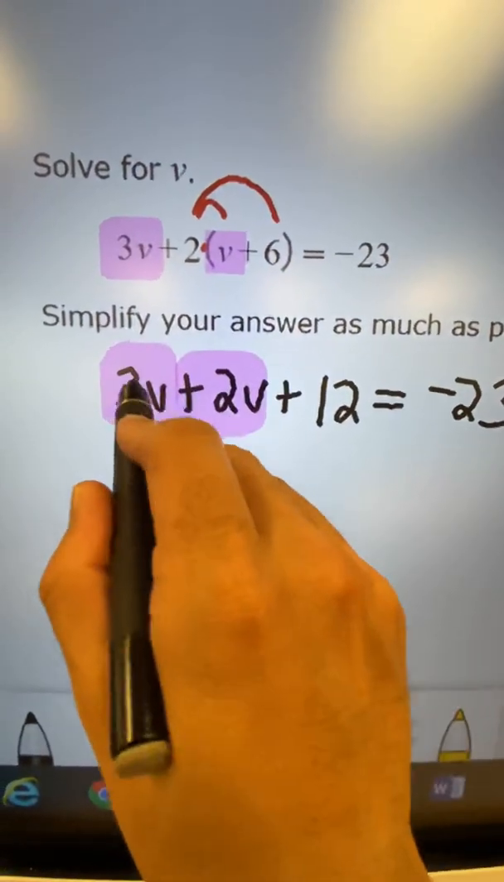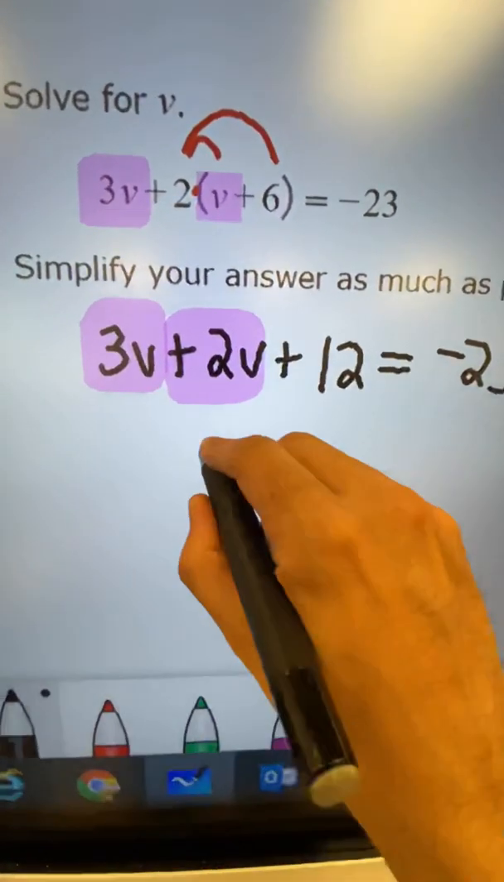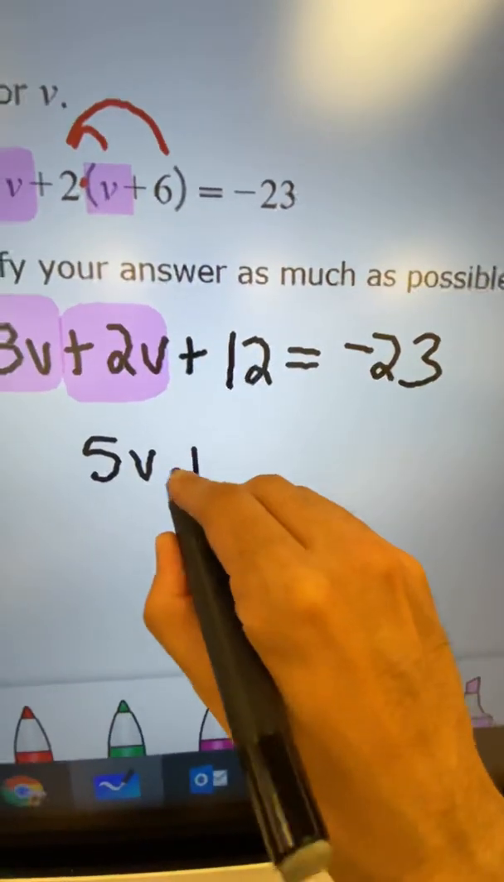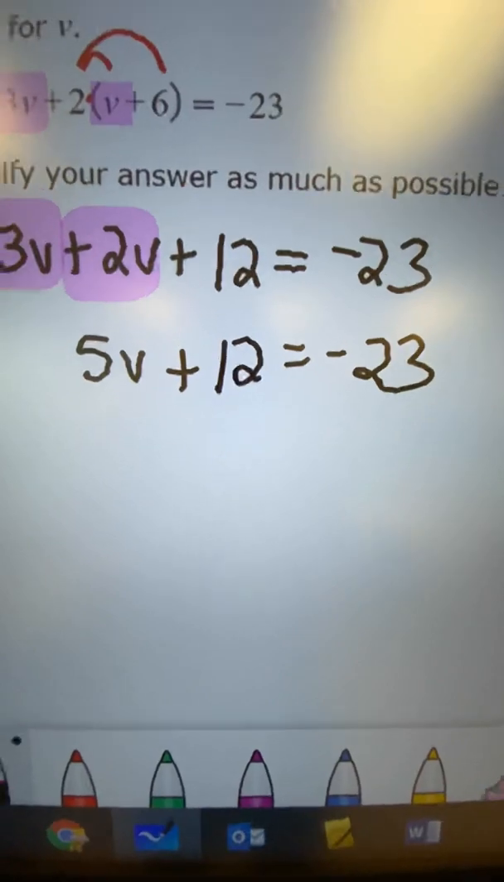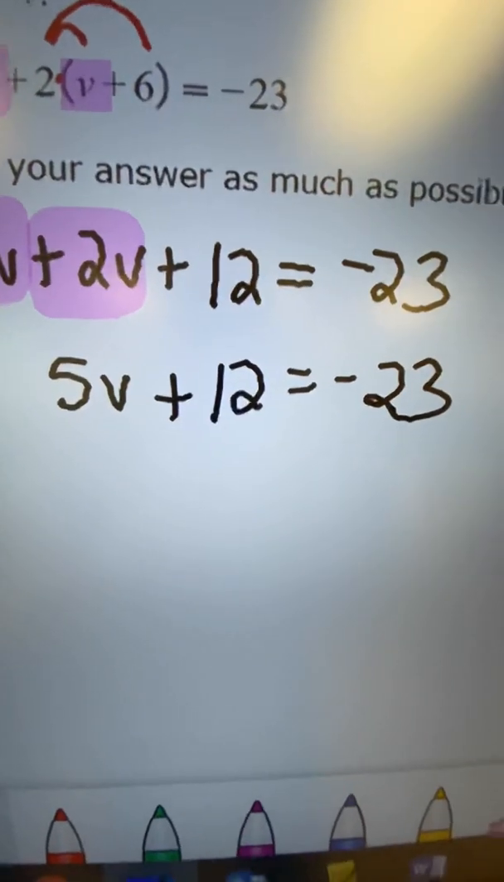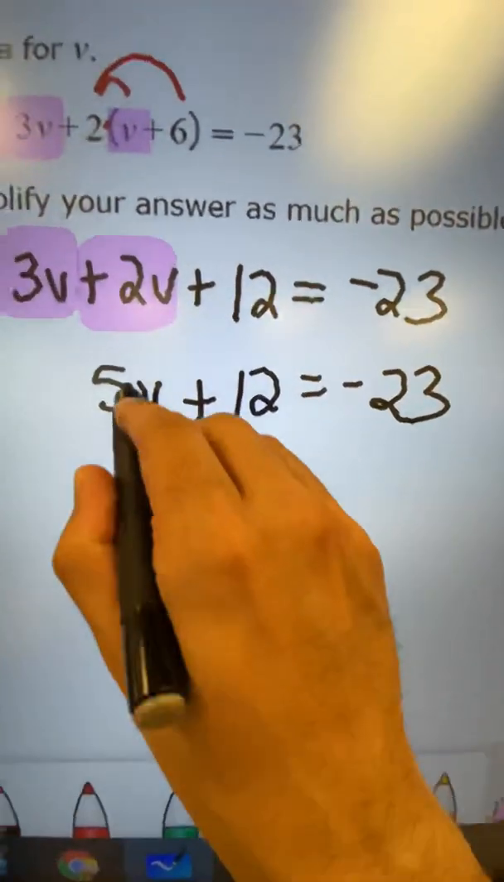And in this case, it's just 3v plus 2v, which gives me 5v. And then I'm going to bring down the remaining terms. Plus 12 equals negative 23. And now you see all that we have here is just a two-step equation. So again, we're solving for v.